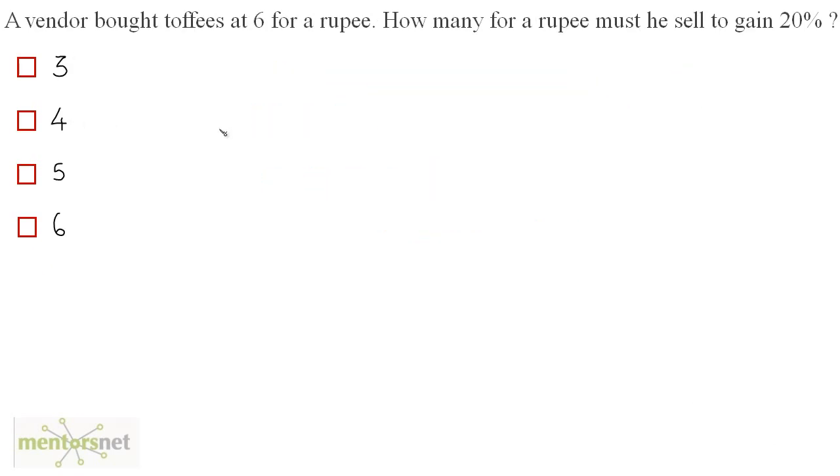A vendor bought toffees at 6 for a rupee. How many for a rupee must he sell to gain 20%?